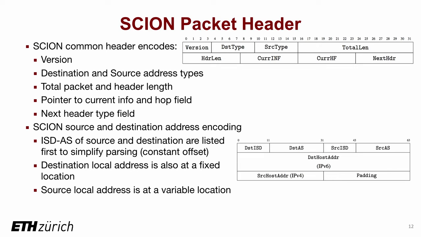So the destination host address goes first, so that the destination address is always at a fixed location in the packet, but then the source address is at a variable size location, as the destination host address can be of different types. So for instance, here we see an example where the destination address is an IPv6 address and the source address is an IPv4 address. Finally, we pad the information up to a multiple of 8 bytes.